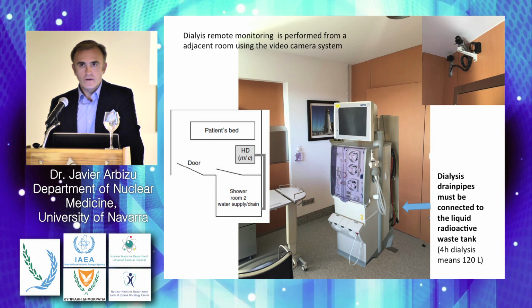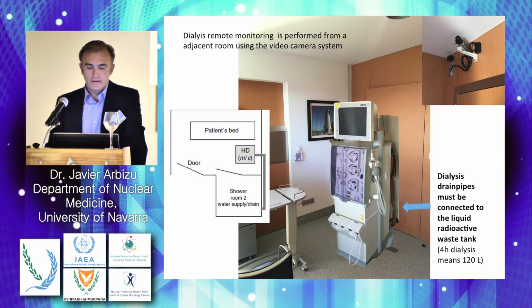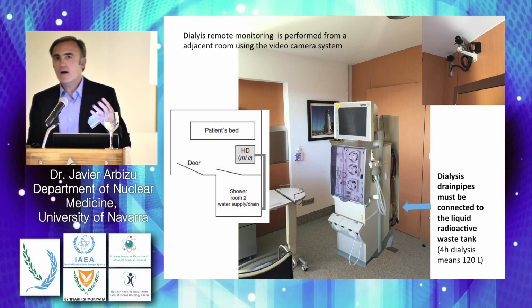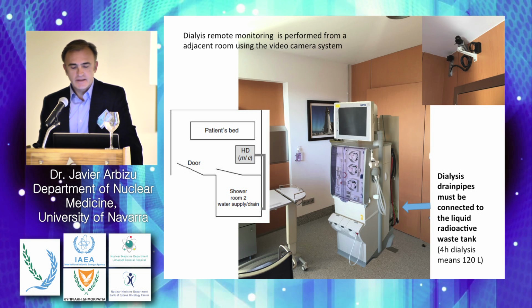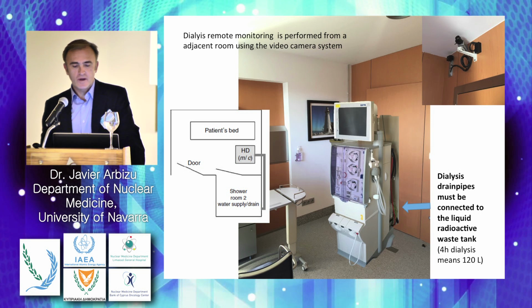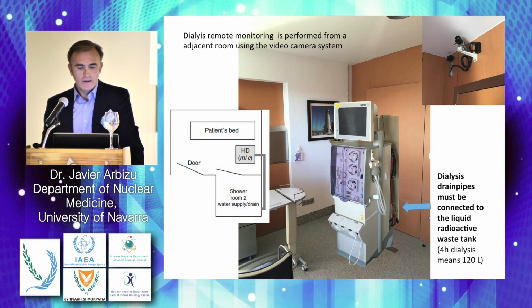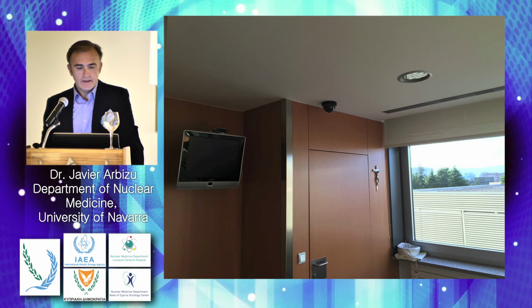Additionally, all the dialysis drain pipes must be connected to the liquid radioactive waste tank. You have to take into account that 4 hours of dialysis, which is the regular time of dialysis, means 120 liters, which is a lot. So you have to be prepared, and the tank must be absolutely empty before doing the dialysis. Here you can see how we connect all the drainage to the toilet. And here finally we have another camera just to look at the patient, to see if he's doing well in the bed.